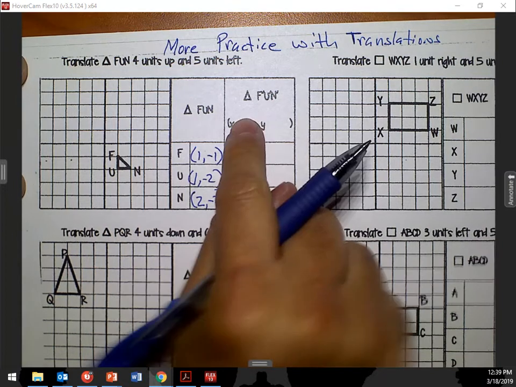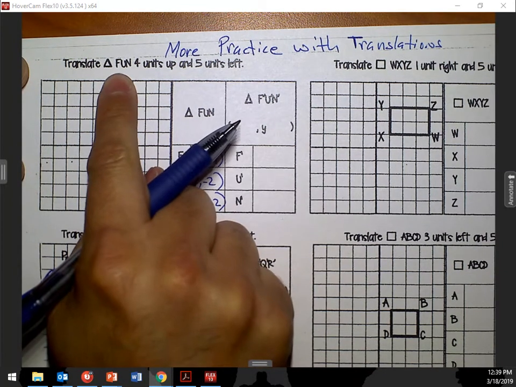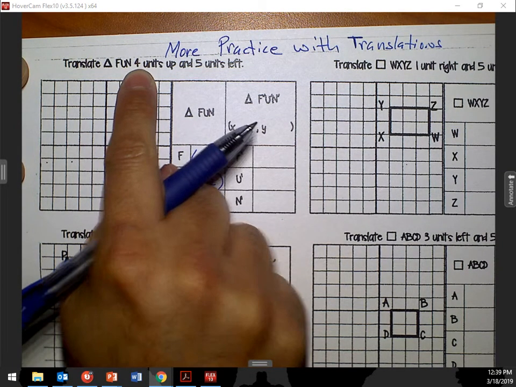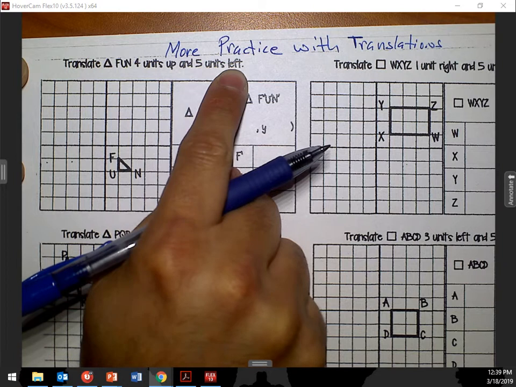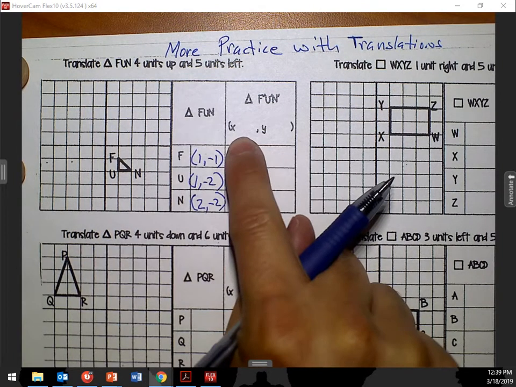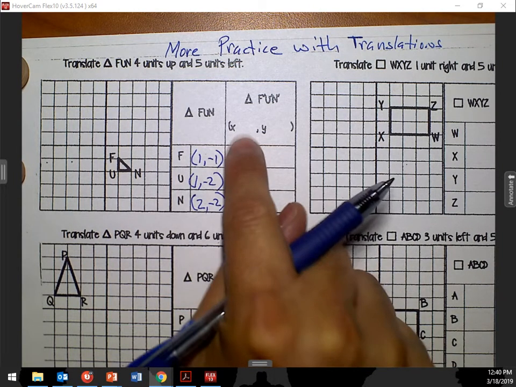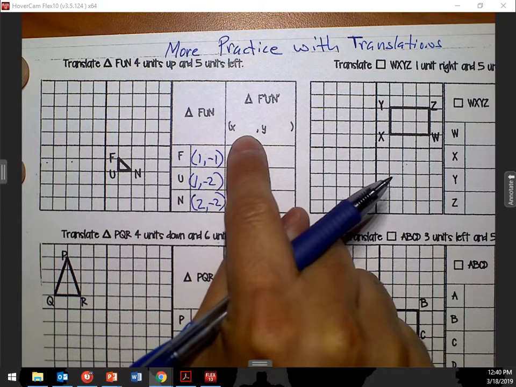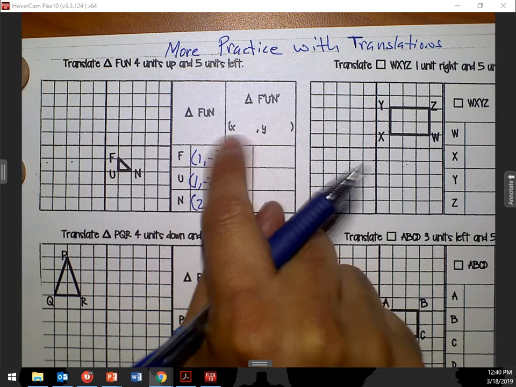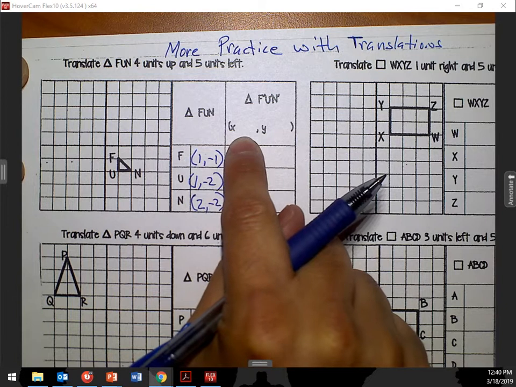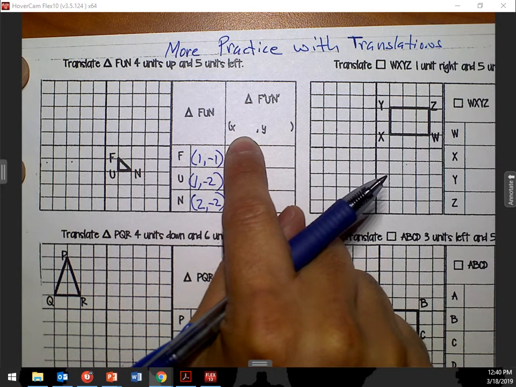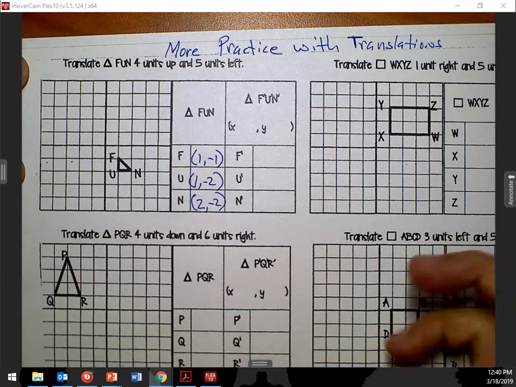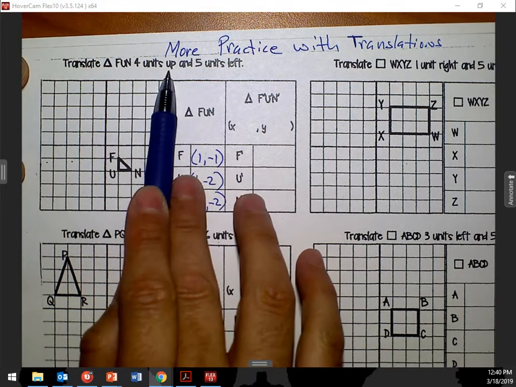All right. So this says translate 4 units up and 5 units to the left. So what are we doing right here? We did this the other day, I think it was Thursday before break. So what would I do to the X? So if you notice there's a space right here. +4 or -4? +4 because it's going up. Is that right?